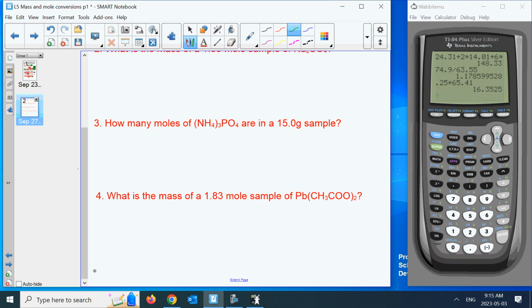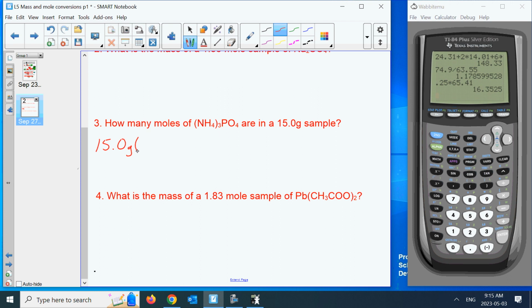How many moles of NH4, bracket, so that's ammonium, 3. No, that's ammonium phosphate. All right, 15 gram sample. I'm going to start with 15 grams because you always write the single item down. Just start without any pulling on these problems. So we're going from grams to moles.